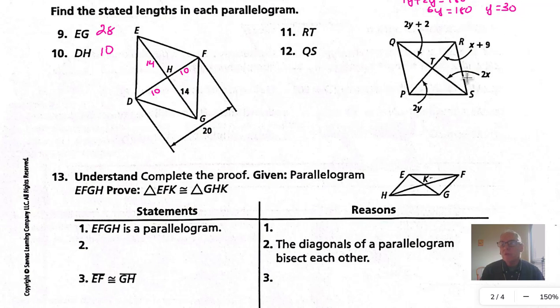Okay, so this one, we can't really set the y's equal to the x's since they're different, so we need to come up with some kind of a way of talking about x. If I start with the PR side here, since these two diagonals need to bisect each other, 2y needs to equal x plus 9. So if I take 9 away from both sides, I get x equal to 2y minus 9. So here's a way we can talk about x as being the same thing as 2y minus 9.